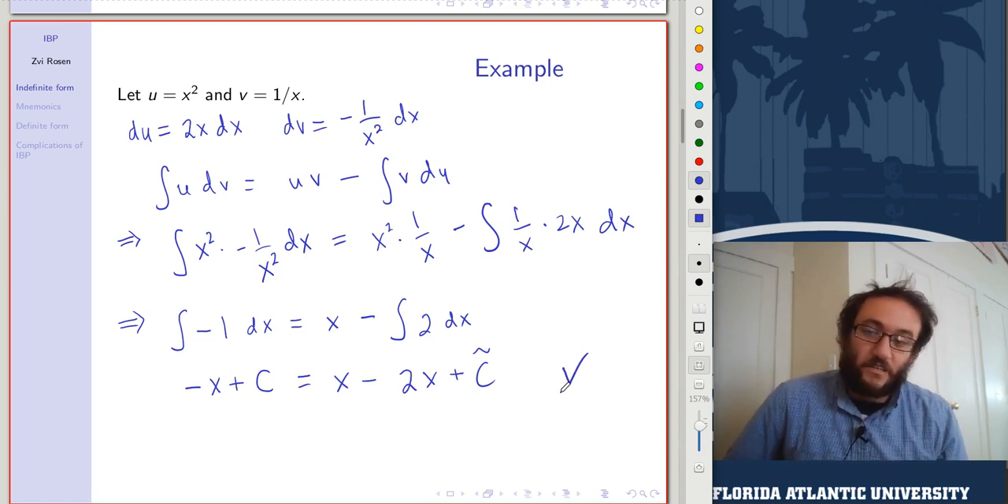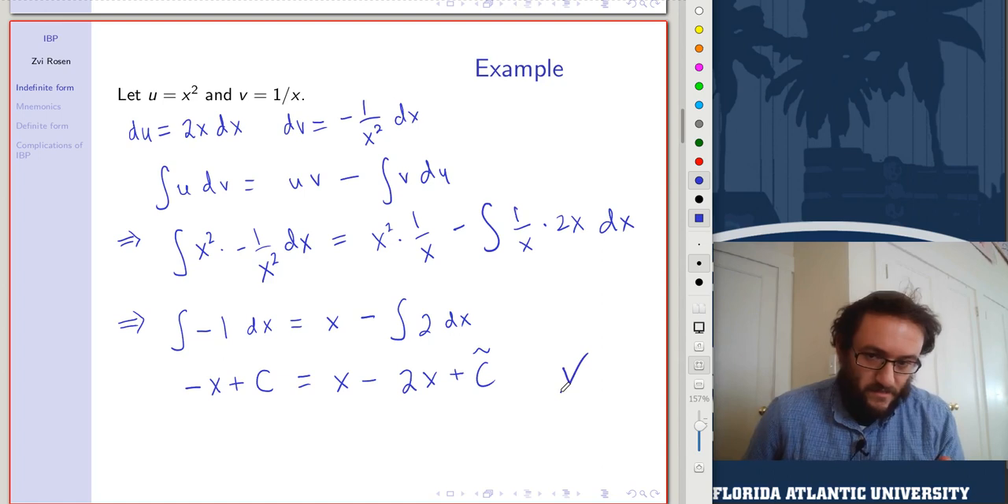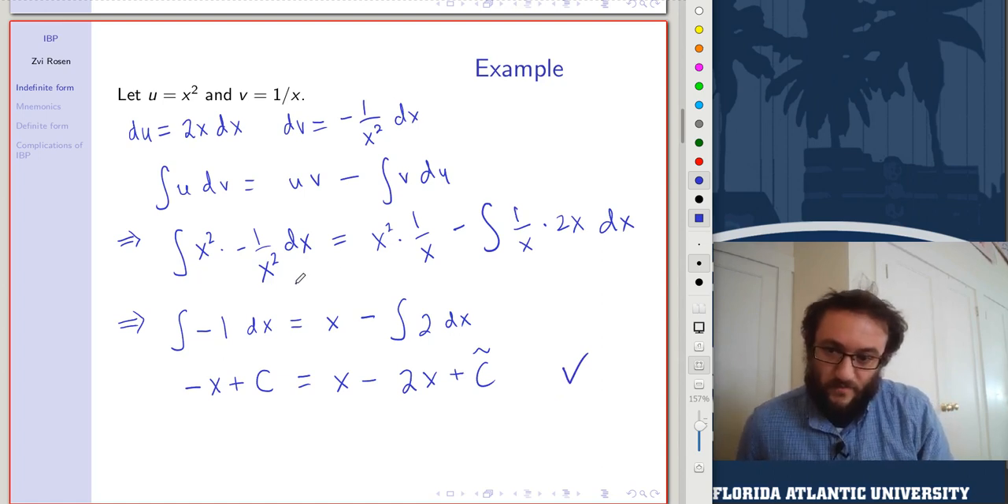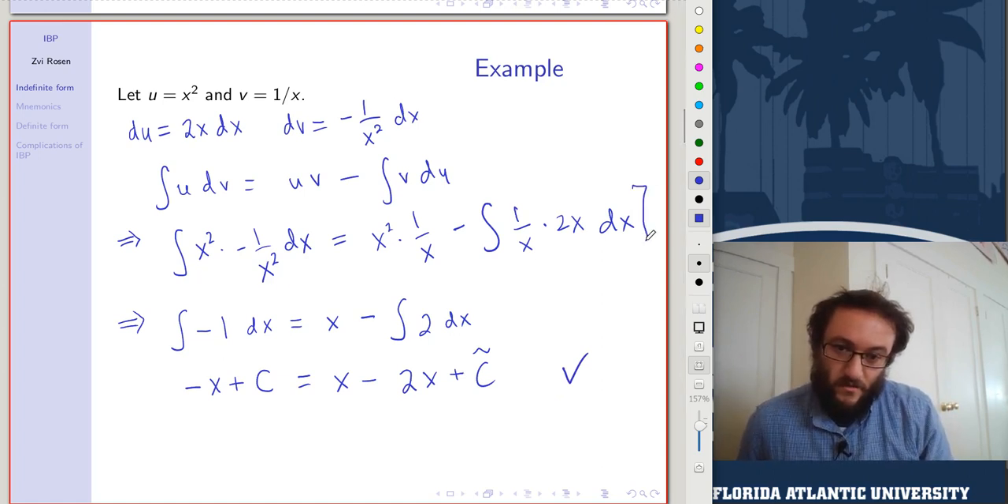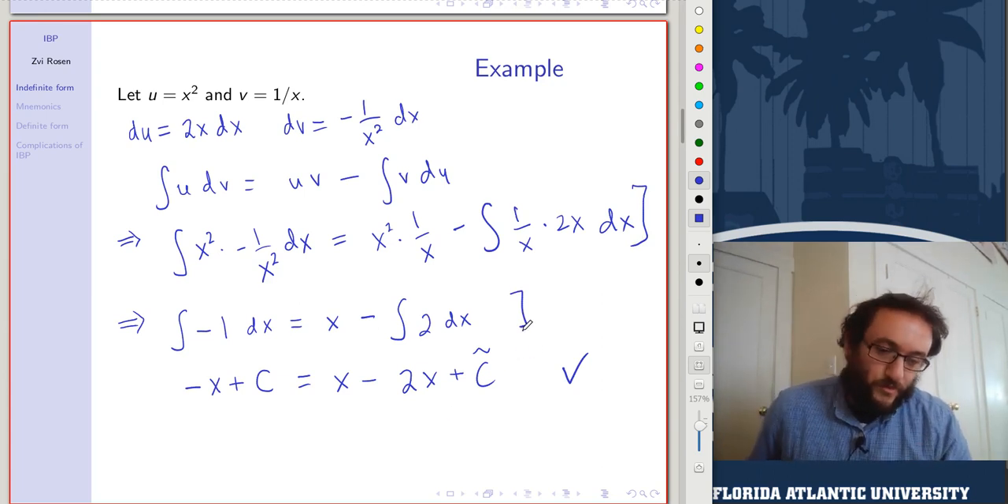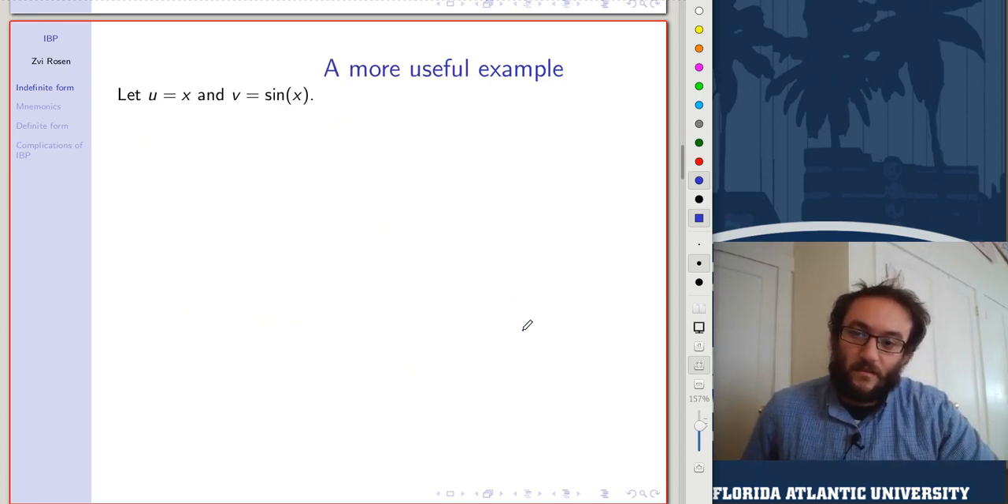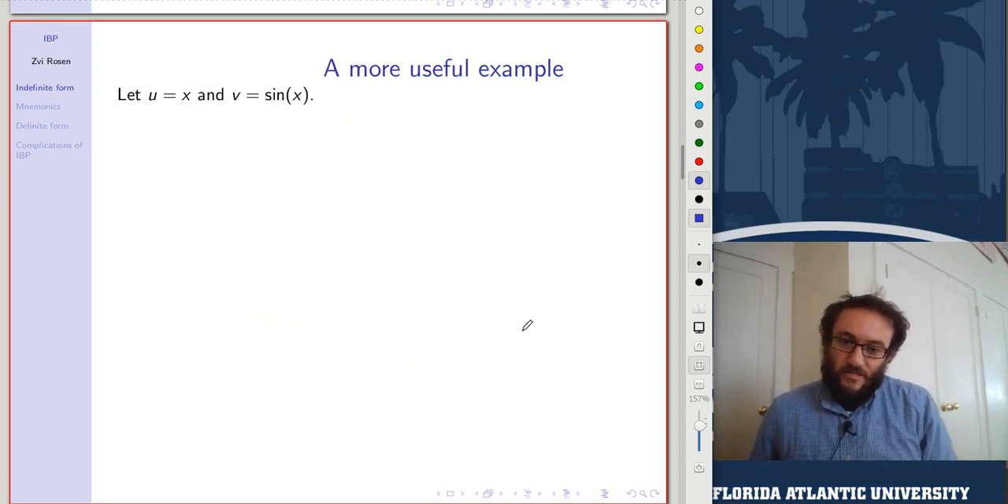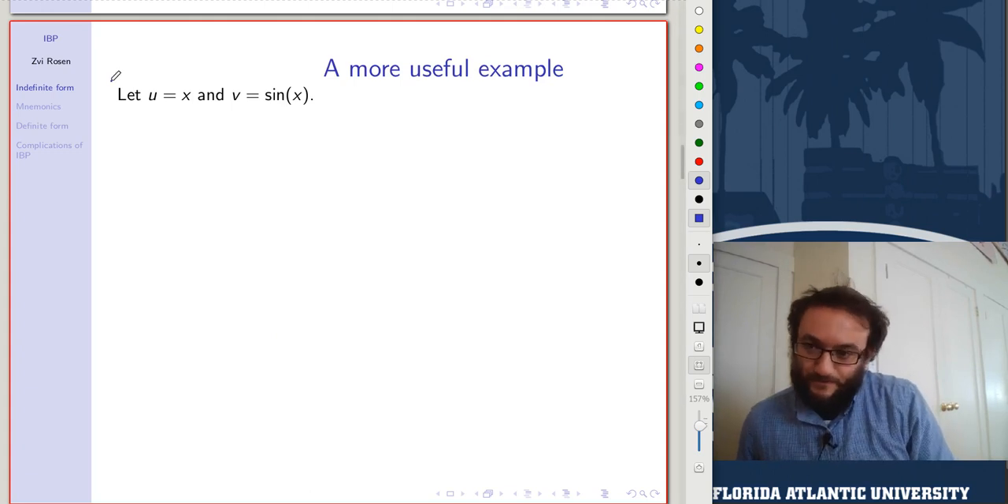But it's not particularly useful. All of the things in this equation, we knew all of these integrals. It's just the integral of minus 1 and the integral of 2. These are not complicated. So doing this process doesn't teach us anything. But let's do the integration by parts formula in a more useful example.